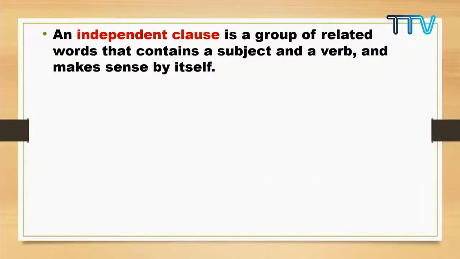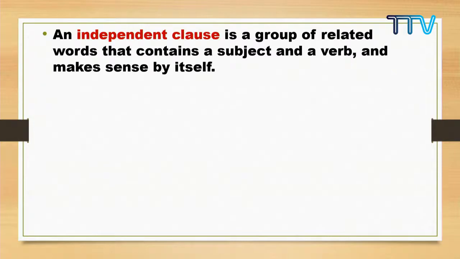Okay, look at the slide. An independent clause is a group of related words that contains a subject and a verb and makes sense by itself. This statement is quite clear. So an independent clause is a part of a sentence that contains a subject and a verb, and it can function as a separate sentence, because it makes sense by itself. It does not have to depend on some other group of words.